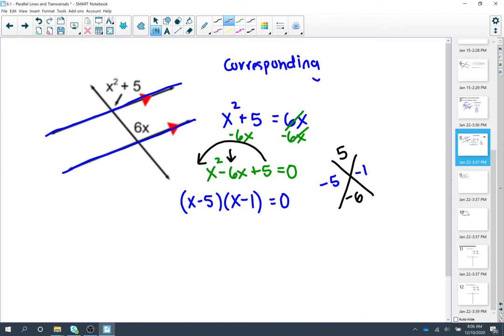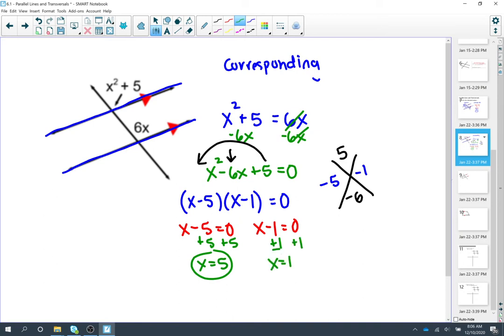Then I can use the zero product property and say x minus 5 equals 0 and x minus 1 equals 0. Solving both of these, I would add 5. So x equals 5. And then on this one, I would add 1. So x equals 1. Now, my first thought would be, I have 2 answers. I hope they both work. Because if we're dealing with angles, if you substitute something back in and get a negative angle measure, that's not good.